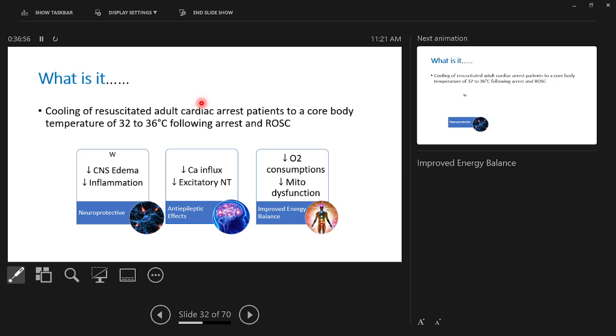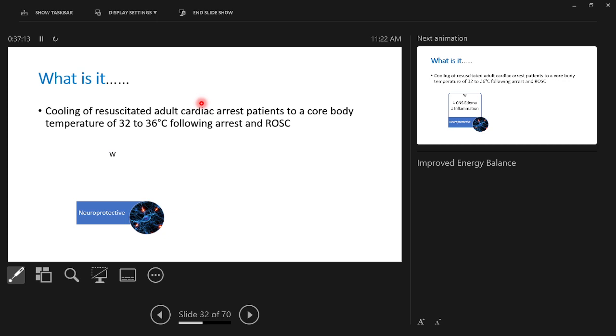In the case of the anti-epileptic effect, it decreases the calcium influx, so it decreases excessive neurotransmission. So you can prevent any arrhythmia during that phase, and it decreases the oxygen consumption. This leads to decreased mitochondrial dysfunction, which leads to a positive energy balance.